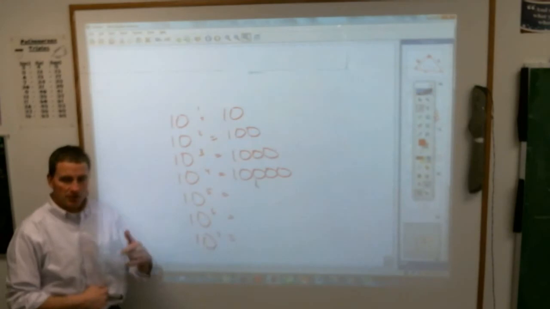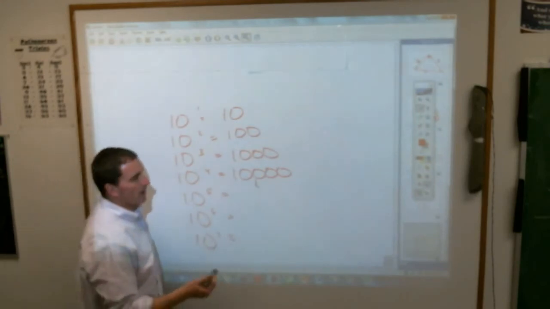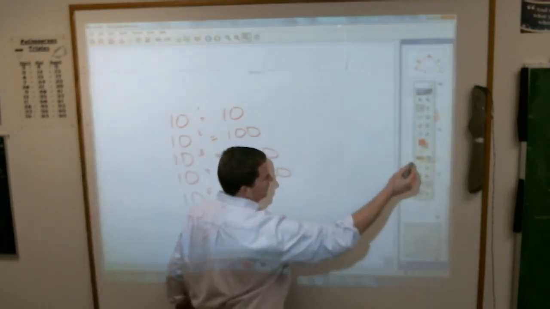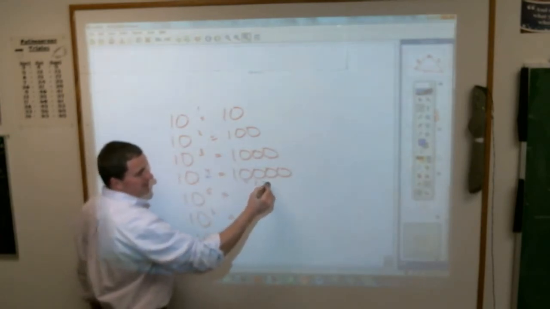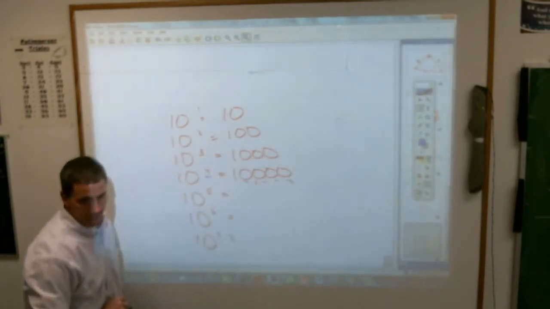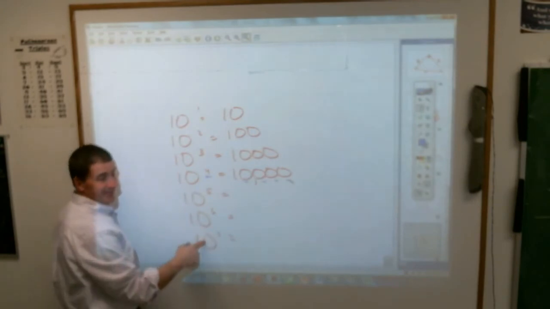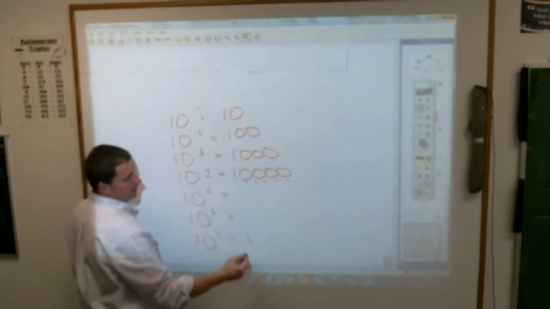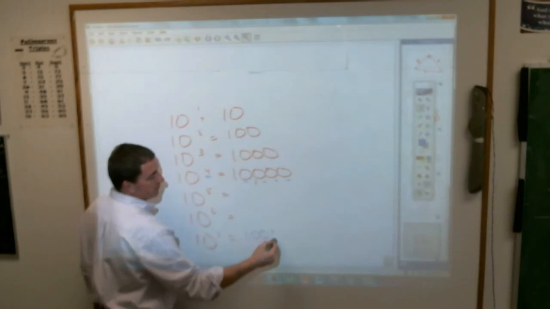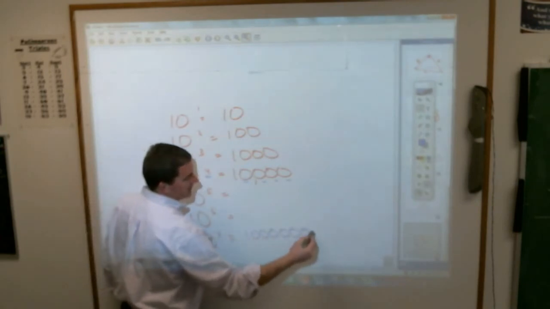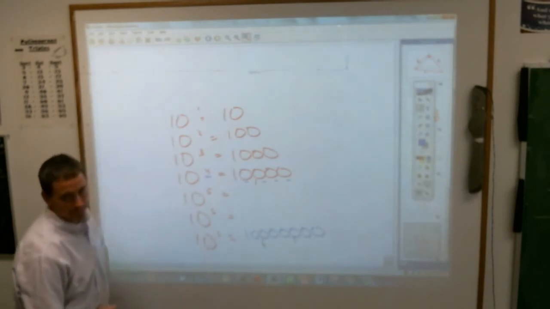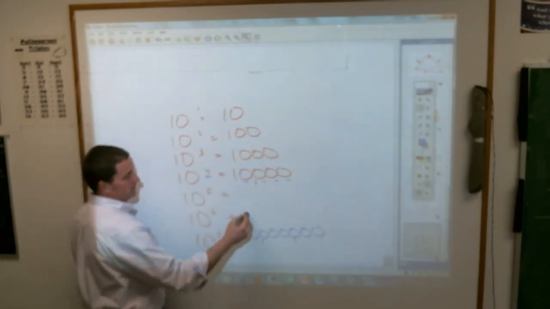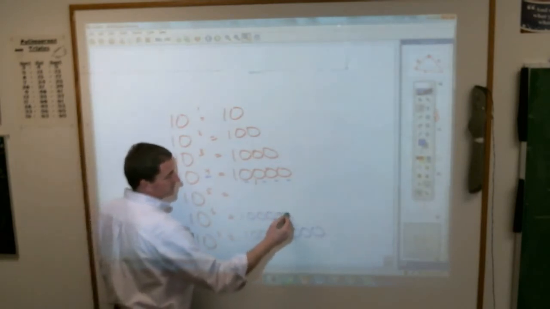What is the pattern there, Carter? Add a 0. Well, add a 0 or just look at the exponent. Whatever the exponent is, that's how many zeros you put after the 1. So if you were talking about 10 to the 7th power, it's 1 with 1, 2, 3, 4, 5, 6, 7 zeros after it. It's 10 million. 10 to the 6th power is 1 million.